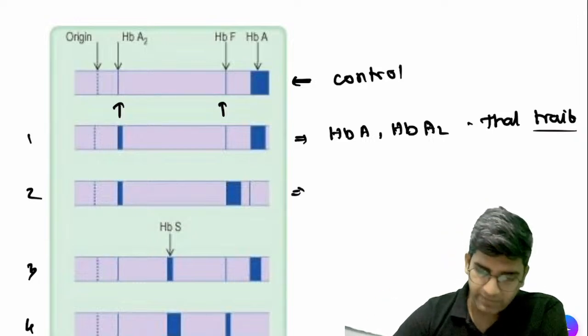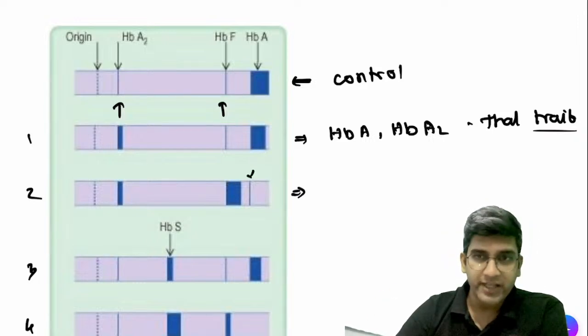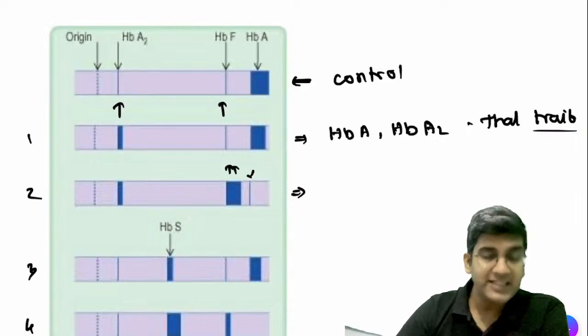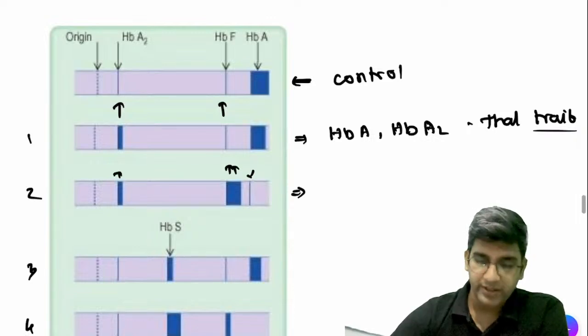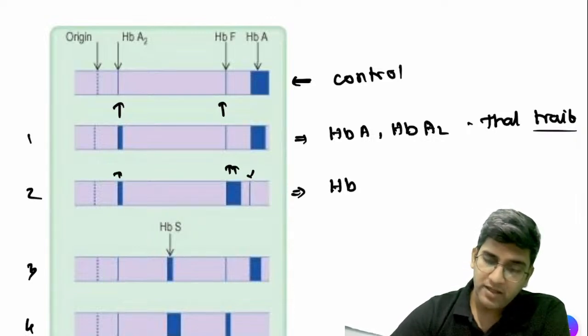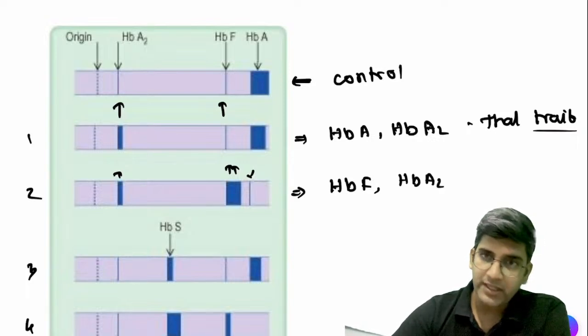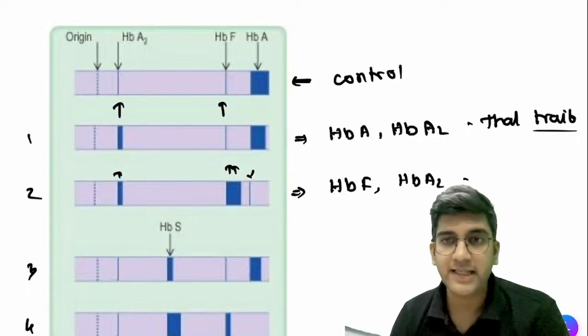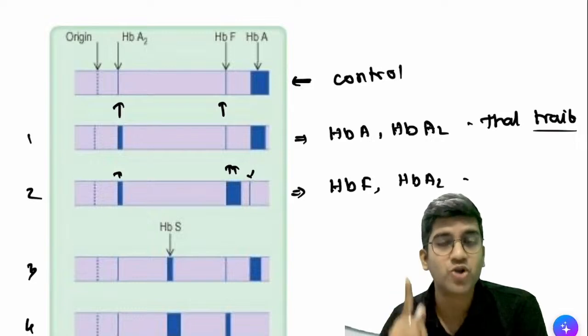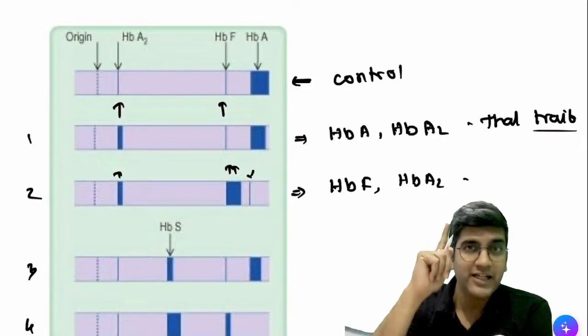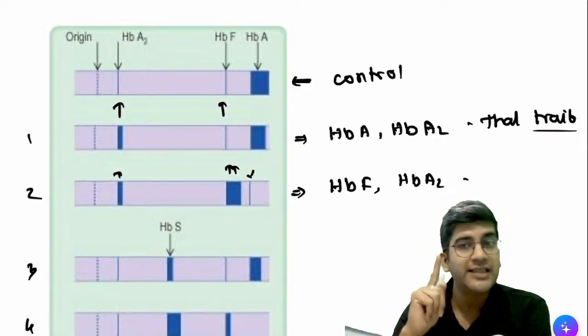Now let's look at the second patient. A is not there, but F is very high in this patient. A2 is also there, right? So in this patient, HbF is high, HbA2 is high, right? It's not major, it's trait, right? Because F is not high. Only when F is high, it's a severe hemolytic anemia that makes it major.